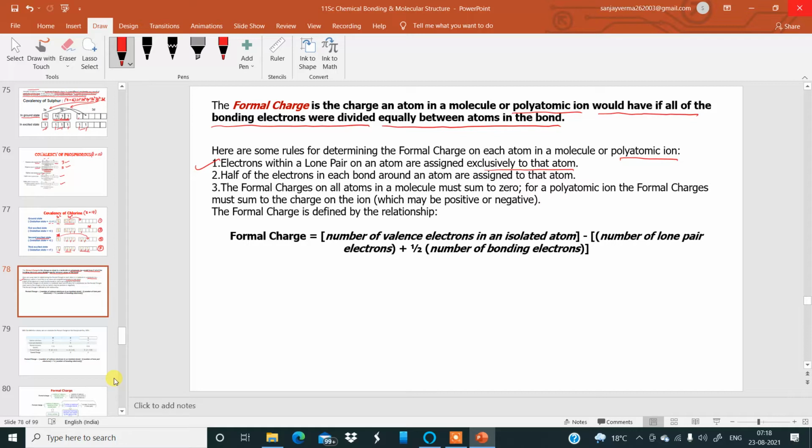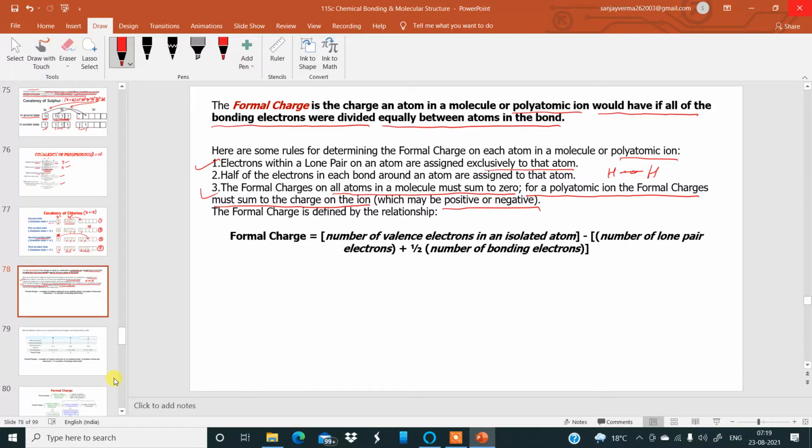Half of the electrons in each bond around an atom are assigned to that atom, because in a bond, one electron belongs to one atom, the other electron belongs to the other atom. So you have to keep that in mind. Number three, the formal charges on all atoms in a molecule must sum to zero. For a polyatomic ion, the formal charges must sum to the overall charge carried by the ion, whether it is positive or negative. Okay. Now there is a formula for calculating the formal charge, and I'll explain it.